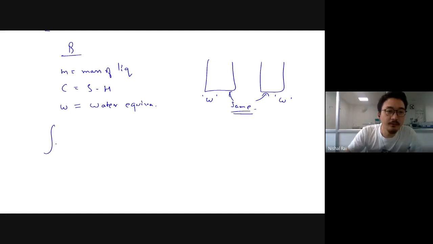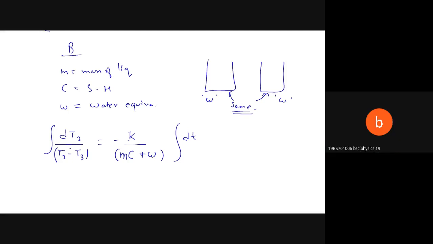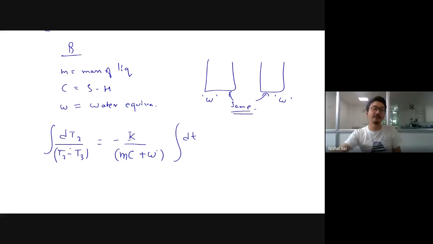So we use dT by dt, where the temperature is T2, T2 minus the surrounding temperature T3. Clear? Is equal to negative K divided by M into C, the specific heat of the liquid, plus what you do, you add the water equivalent, into the integration of dT. Now, is it clear till here? Yes, sir. Previously, C was 1 for the water, so it just became M plus W. Clear?